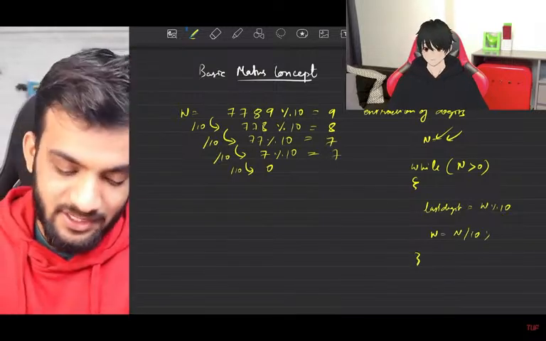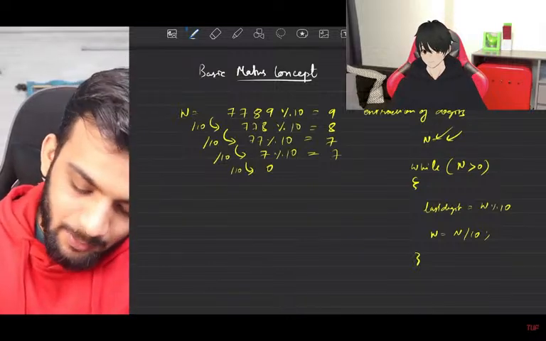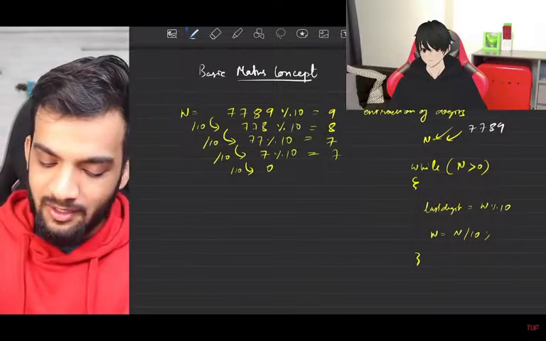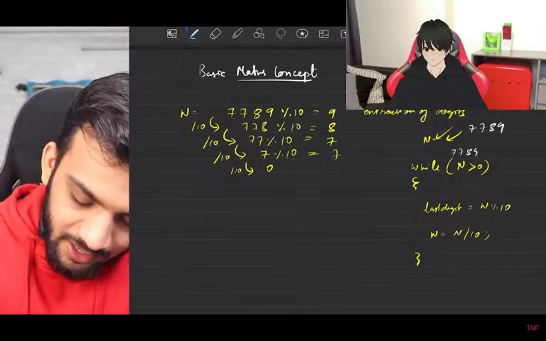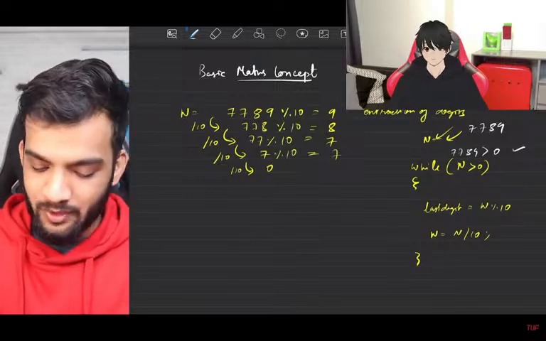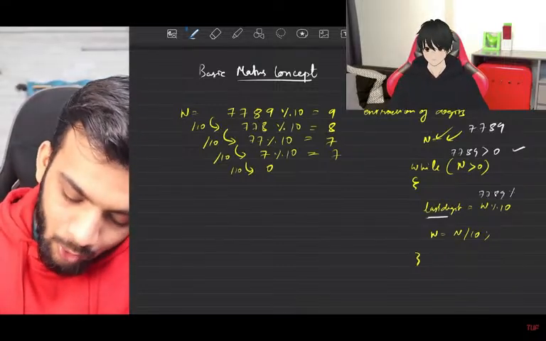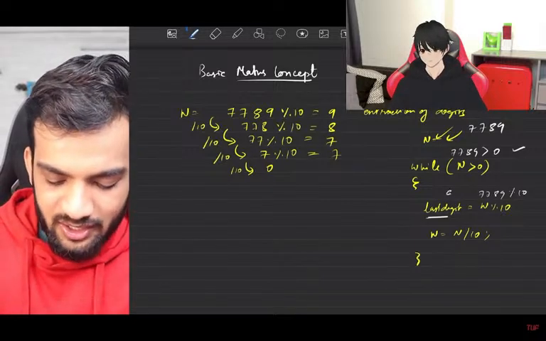So what will happen? Let's do a dry run. At first, imagine the user gives n as 7789. So this says 7789 greater than 0, which is true. So the last digit happens to be 7789 modulo 10. Hence the last digit is 9.